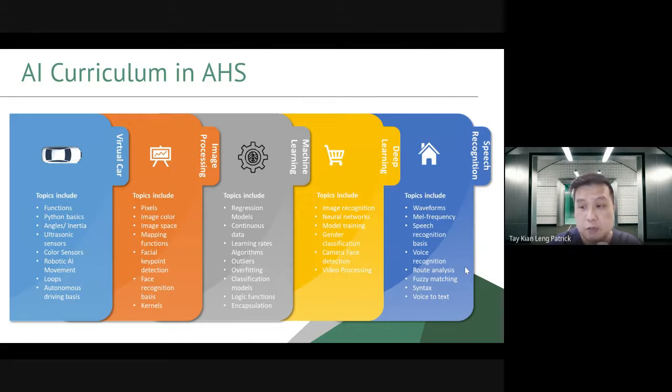Other topics will include things like image processing, machine learning, and also deep learning, and so on and so forth. It may be of interest to you for me to share a little bit more about this AI curriculum. So we have it timetabled. The kids have it in their timetable.